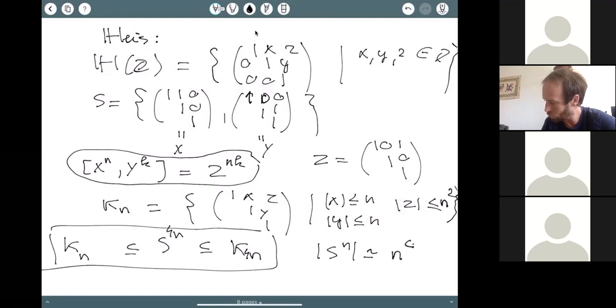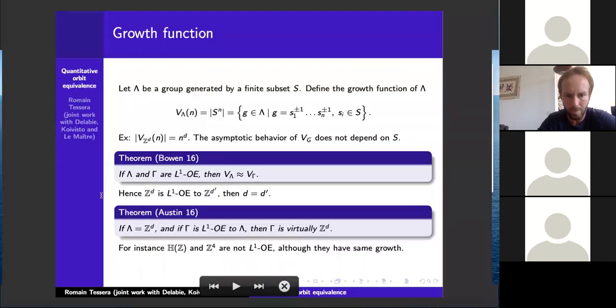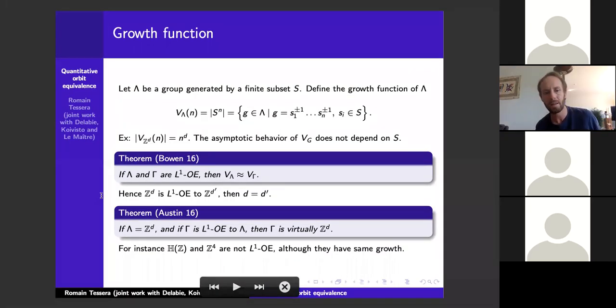It grows like n to the 4 because you have a contribution of n for X and Y and a contribution of n squared for the Z. So it grows like Z4, the same growth as Z4. So now this explains the interest of this theorem of Ornstein. You see that Bowen cannot distinguish between the Heisenberg group and Z4.